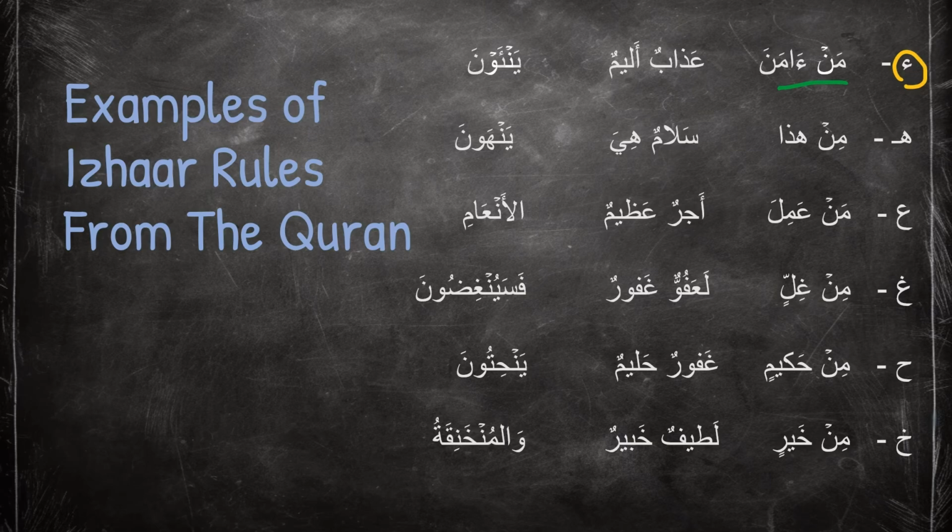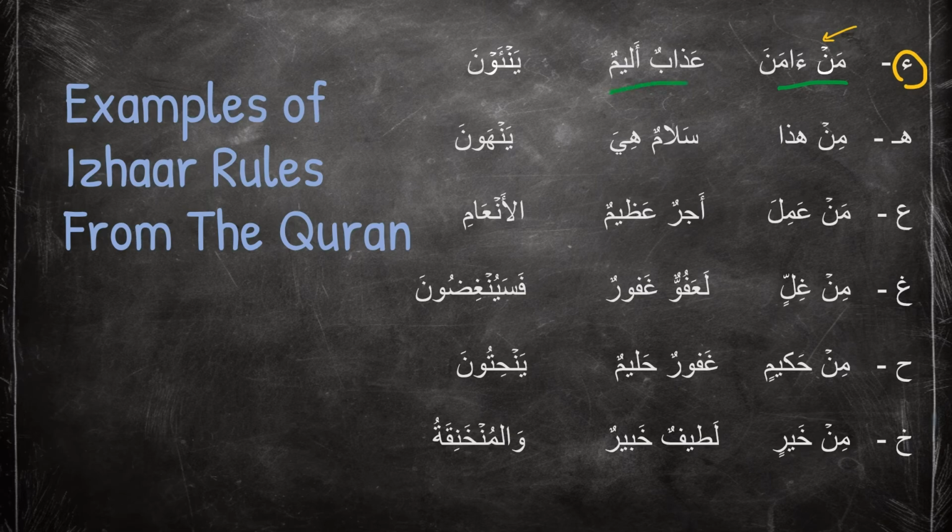Man amana. Man amana. This is the first example. As you see here, the noon has the highlighted sukun at the top that we said is its specific shape in case of idhar. How do we pronounce this example? We say man amana, just a clear noon from its articulation point, no elongation, no additions, a clear noon from its articulation point. This is the meaning of the rule, idhar, clarity. So we pronounce it man amana.